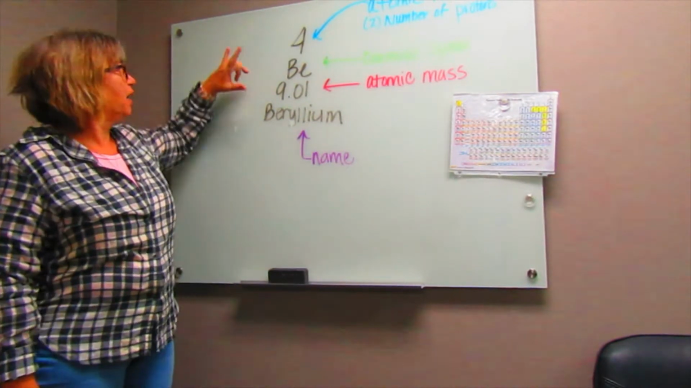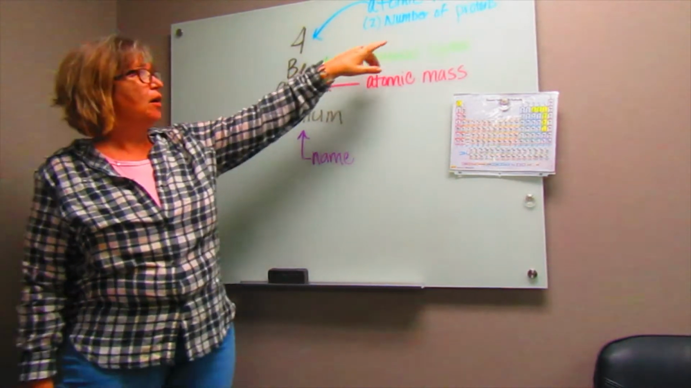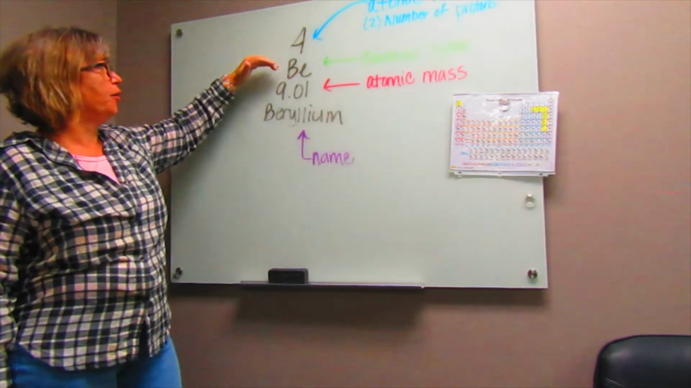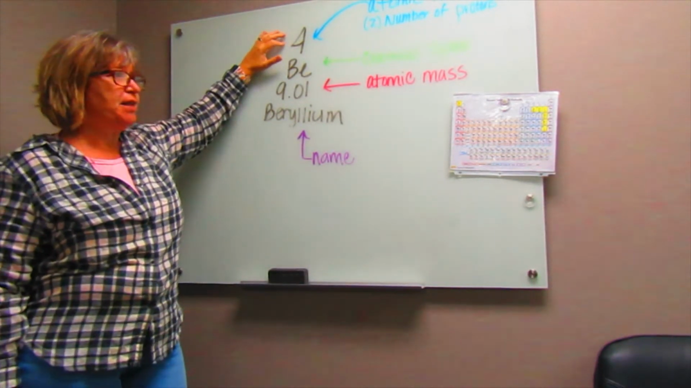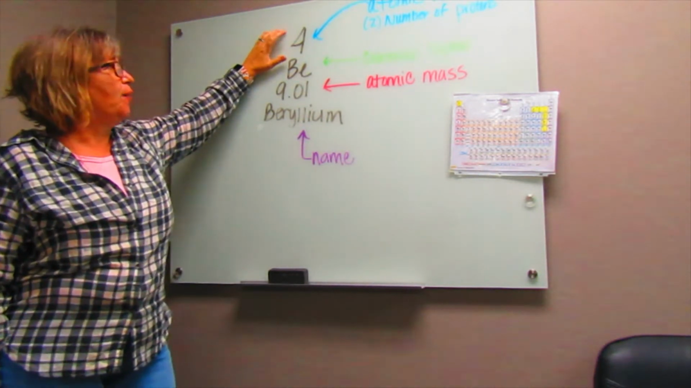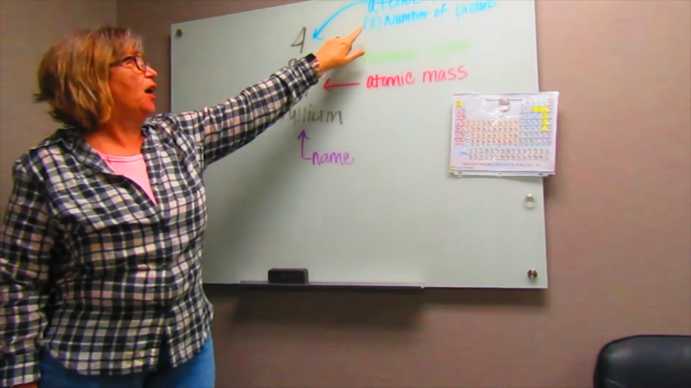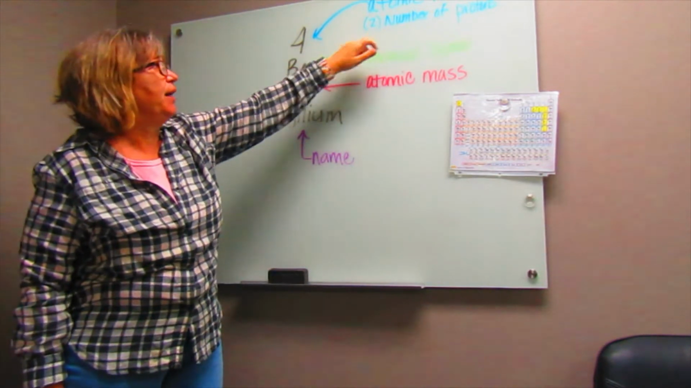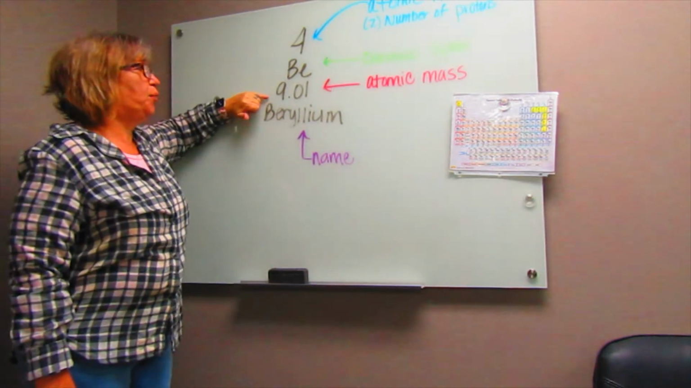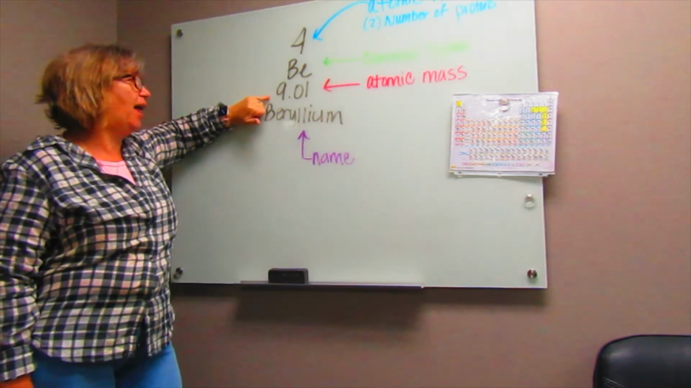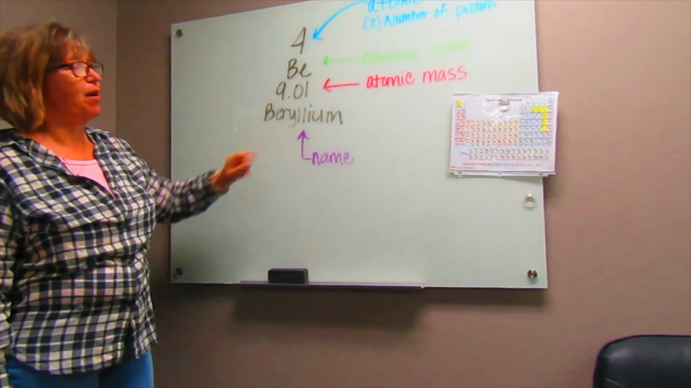Okay guys, so I have taken one element from the periodic table and have broken it down to tell you what each part of this means, right? So the number 4 is the atomic number. It's also the number of protons in this element, beryllium, okay? It's often represented with the letter Z, right? Then your Be, this is your chemical symbol. Then your 9.01, this is the weight of this element, so it's the atomic mass. And then underneath is the name of the element.